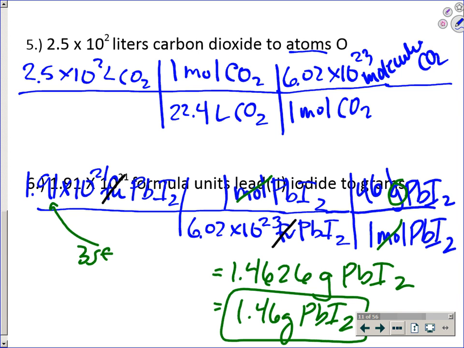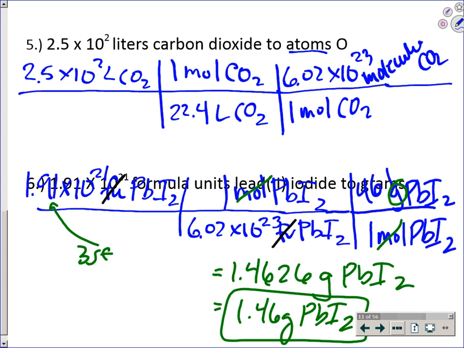Okay, so everybody do this for me now. Pick 1 molecule of CO2 out of the air. Okay, you grabbed it. You're looking at it. What's inside of CO2? 1 C and 2 O's, right? Well, we're actually saying 1 atom of carbon and 2 atoms of oxygen.